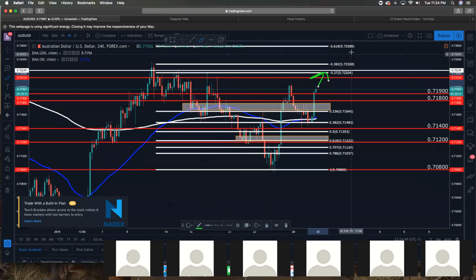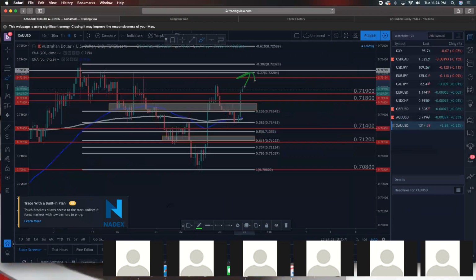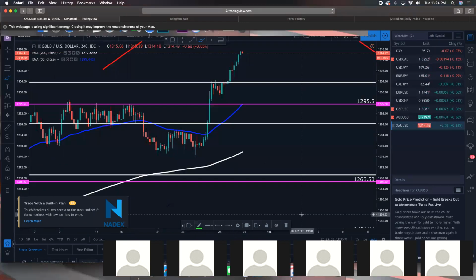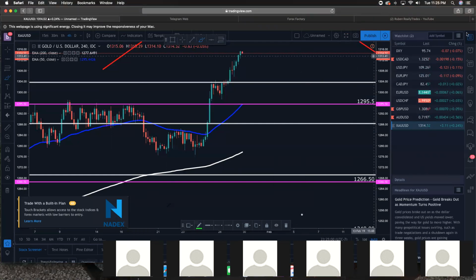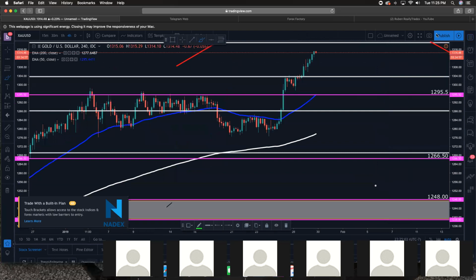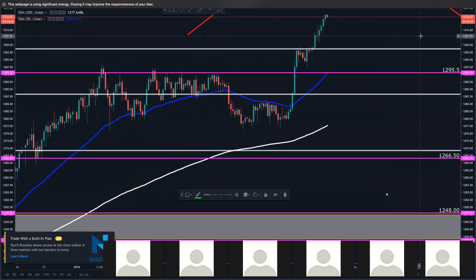Gold, oh yeah, gold's going to continue going up. Let me just check out that gold. So for gold, guys, what I actually have drawn up for gold is I would like to see gold go up.